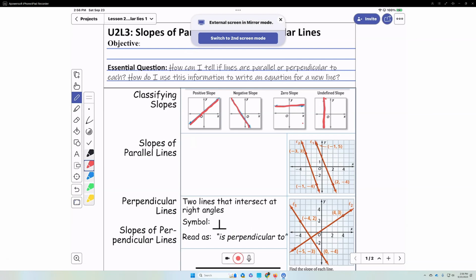Slopes of parallel lines, like you see line L2 and L1, will have the same slope, or we say equal slopes. Now in the case of L2 and L1, that is not the case. These are not parallel lines, and I'm going to show you right now. These two lines have different negative slopes, and eventually they will intersect. So these are non-examples of parallel.